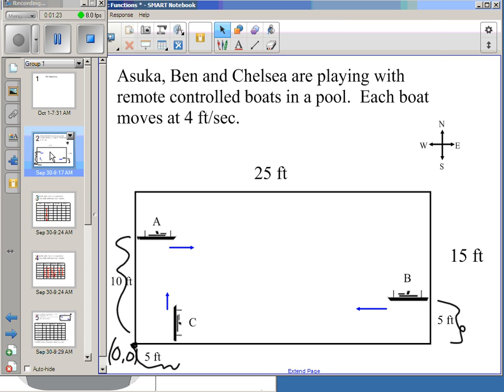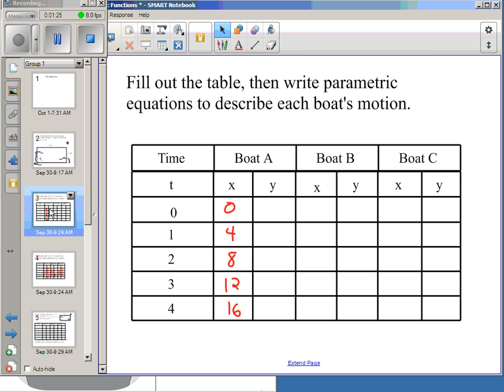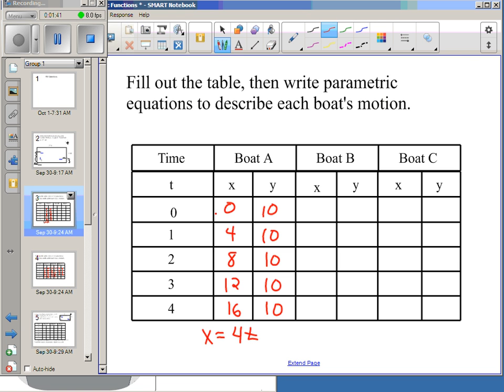Now its y value is a constant. It is always going to be 10 units high. So we can fill 10s in there, and I can come up with the parametric equations. The x equation has a y-intercept of 0 and a slope of 4, so I could do 0 plus 4t, or just 4t. At any time, my x-coordinate is 4 times the time. The y-coordinate is a constant of 10.